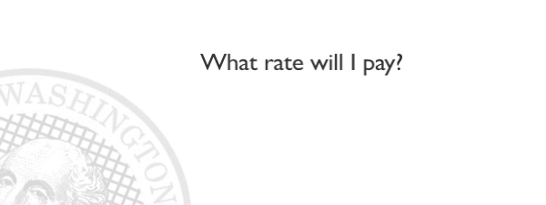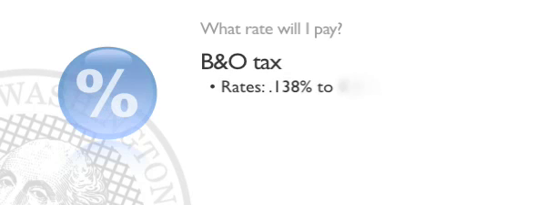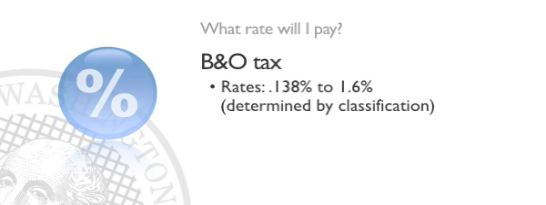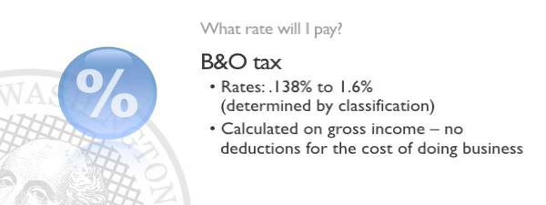The question we'll address is, what rate will I pay? We'll go through the taxes one by one. B&O tax rates range from 0.138% to 1.6%, depending on the classification. It is calculated on your gross income. There are no deductions for the costs of doing business, such as wages, supplies, travel expenses, and taxes.